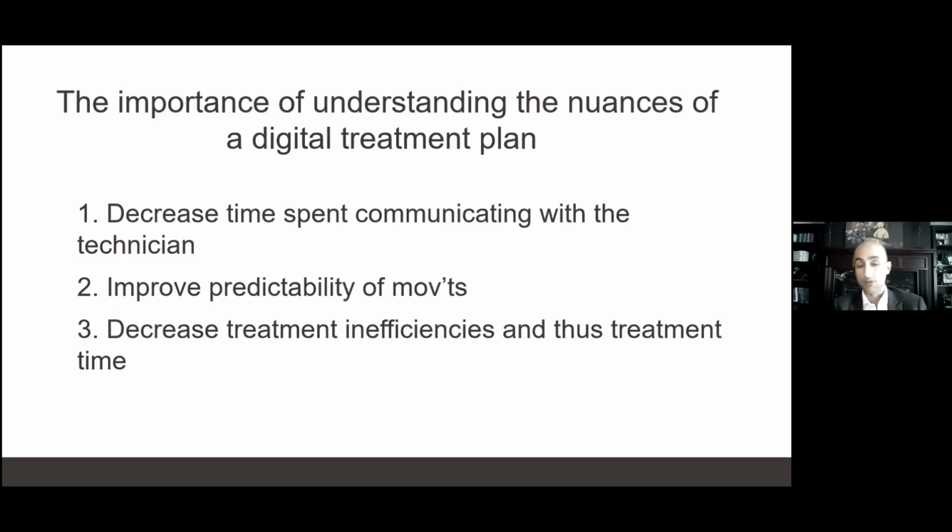Because yes, do I need to talk to them here and there? To an extent, but I'd rather really use the 3D controls as much as I can to basically design things as well. You want to improve predictability of movements, and you also want to decrease treatment inefficiency by having a more predictable overall plan.